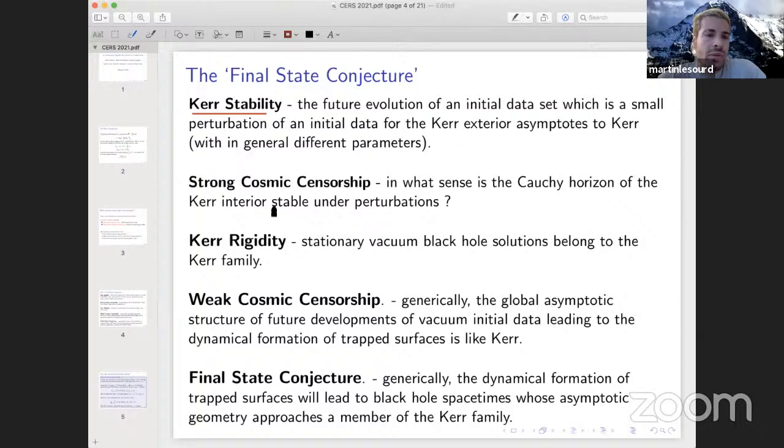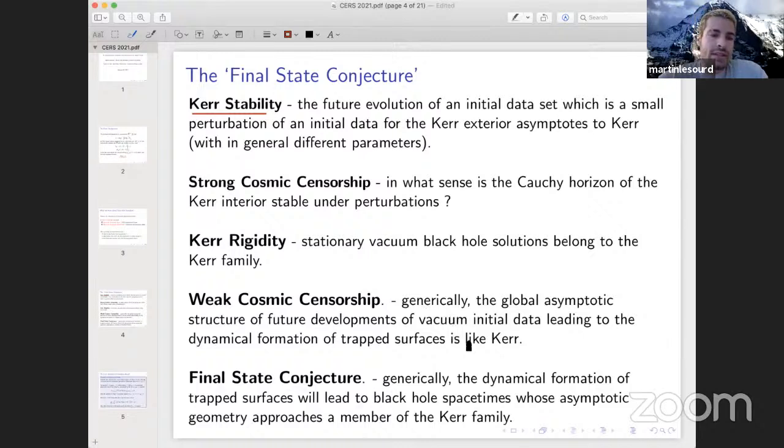Strong cosmic censorship we won't be talking about, but essentially you could think of it as the conjecture whether or not the Cauchy horizon is stable under perturbations. Rigidity is whether stationary vacuum black hole solutions belong to the Kerr family. Weak cosmic censorship, generically: does the maximal future development of vacuum initial data lead to something that's globally qualitatively like Kerr? So is there a complete scri? Is there an event horizon, etc.?